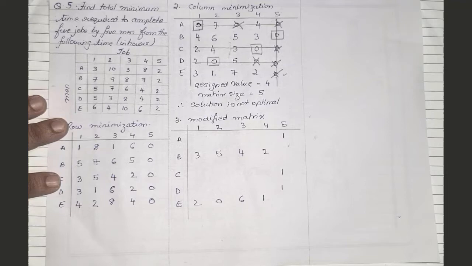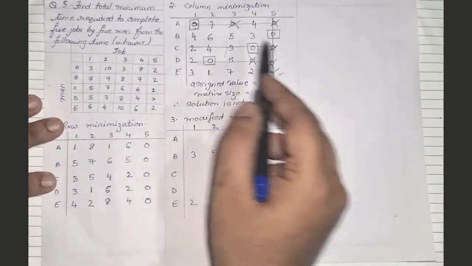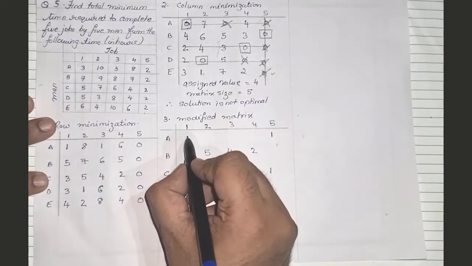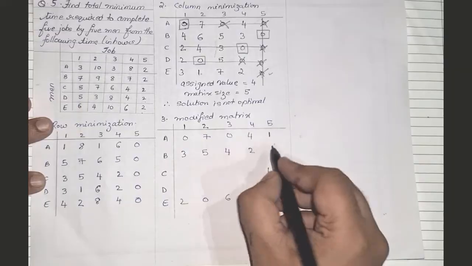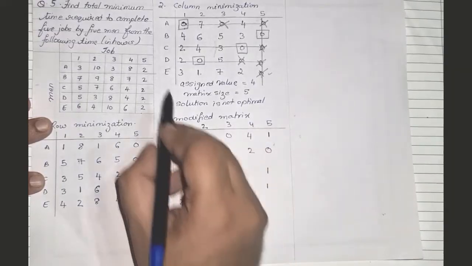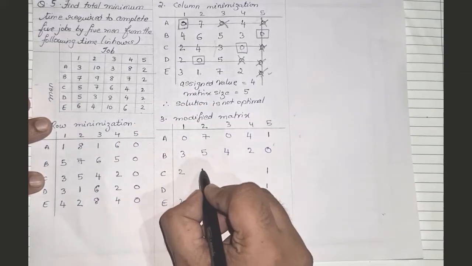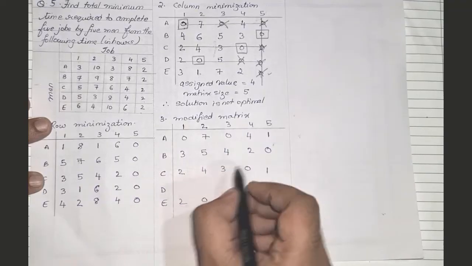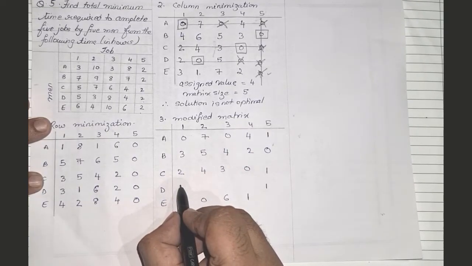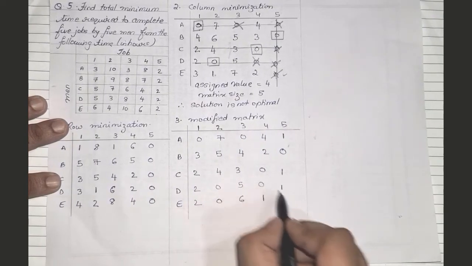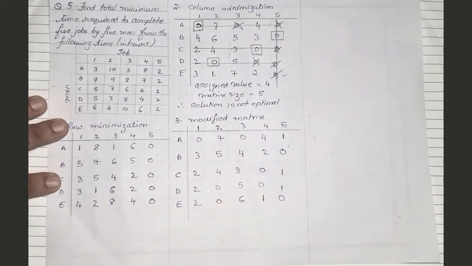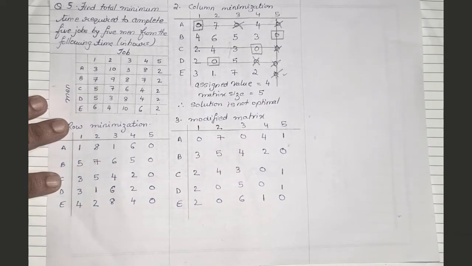Okay, and in all other cases, whichever has been marked out, the value will remain as it is, so we just note it down. So we have 0704, again a 0 here. In the third row we had 2430. In the fourth row it's 2050, and the last one there was 10 available. Okay, chalo. So we have a modified matrix ready.